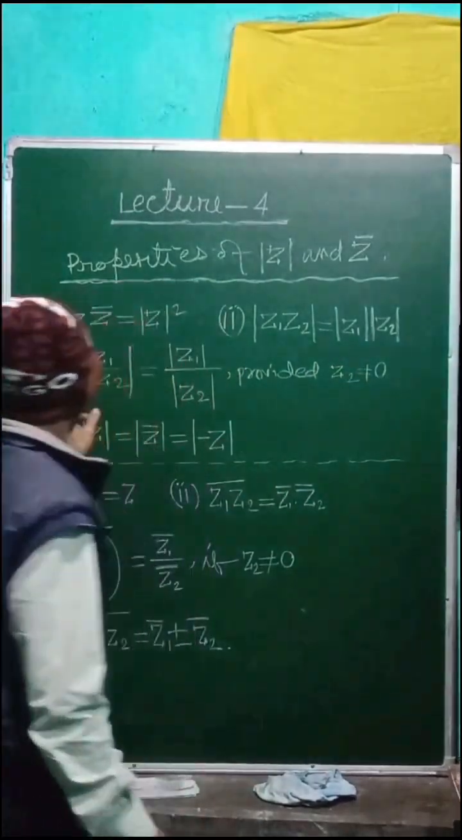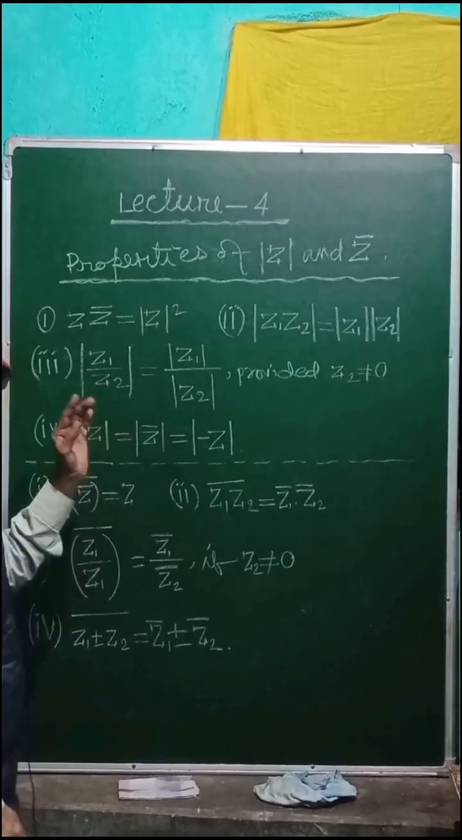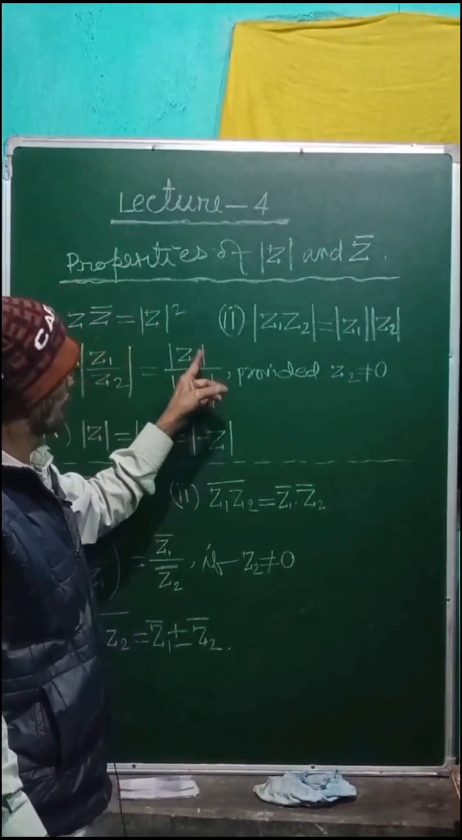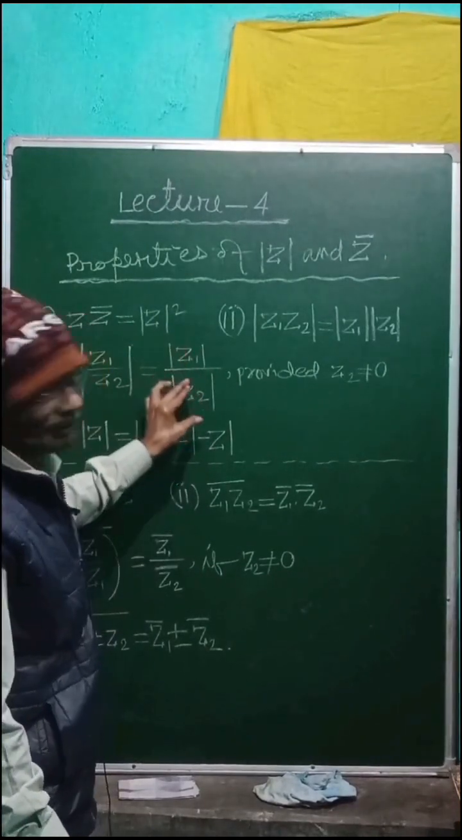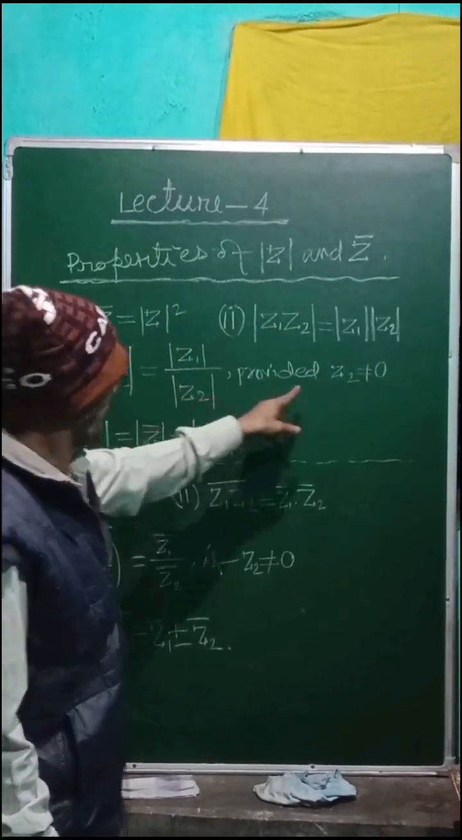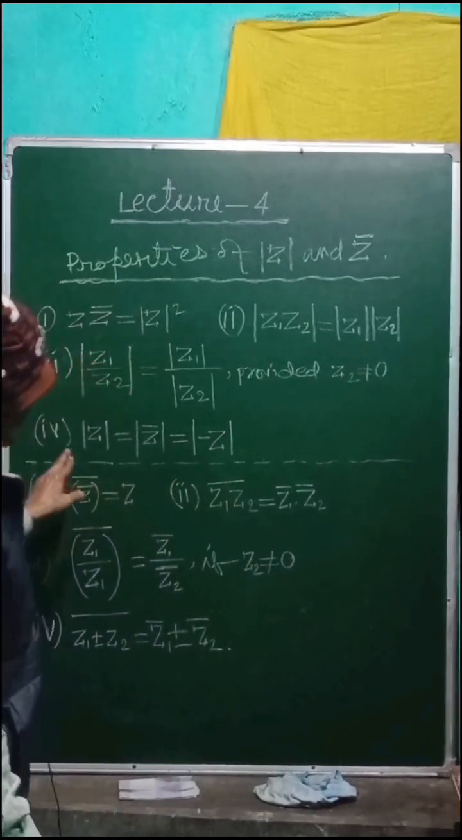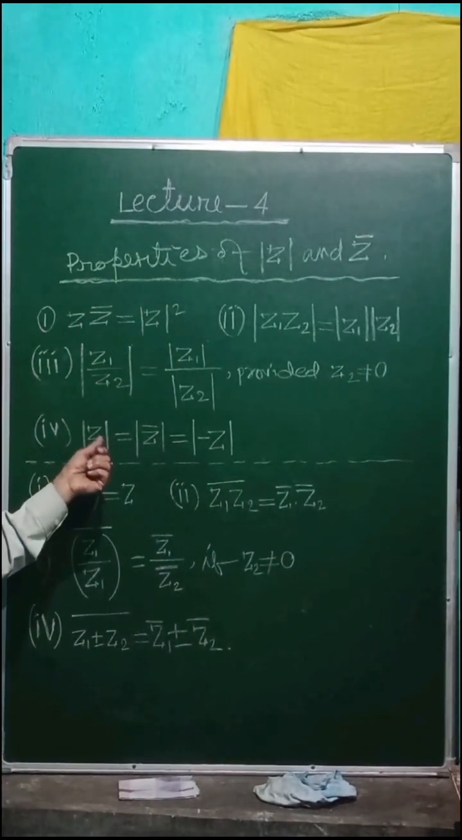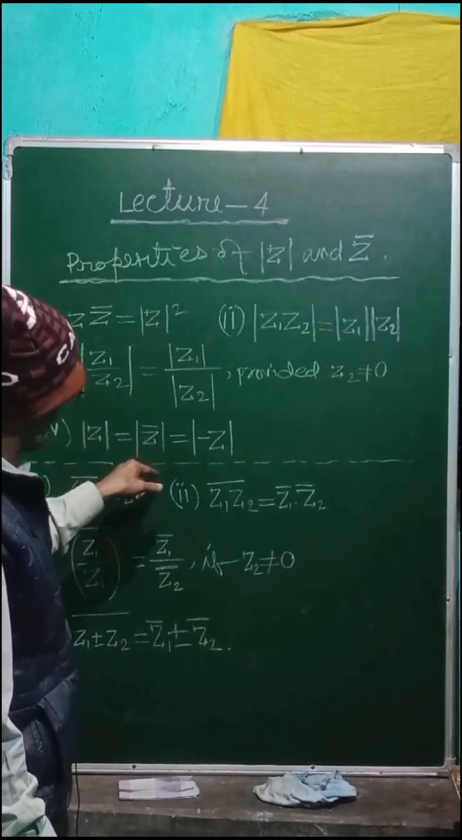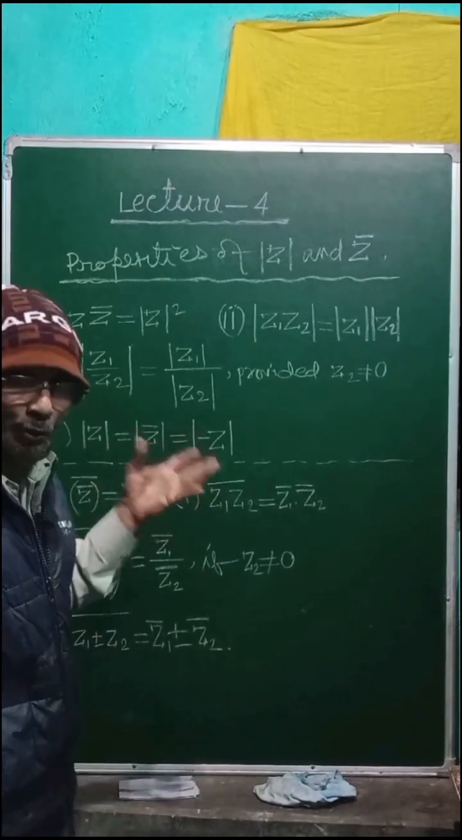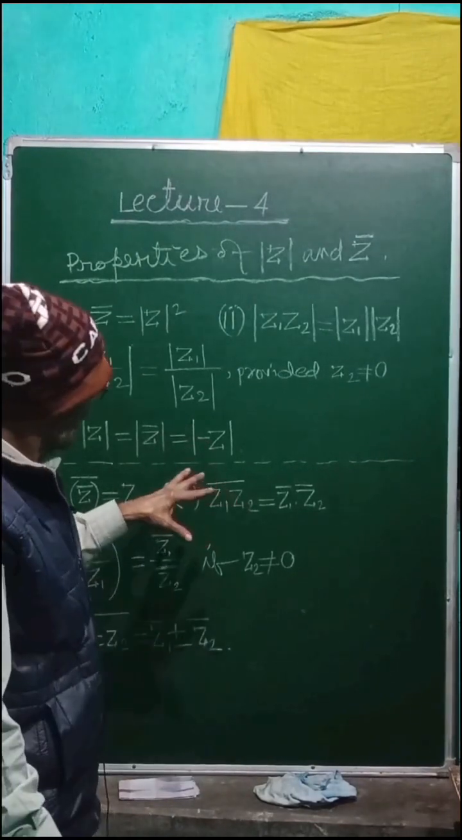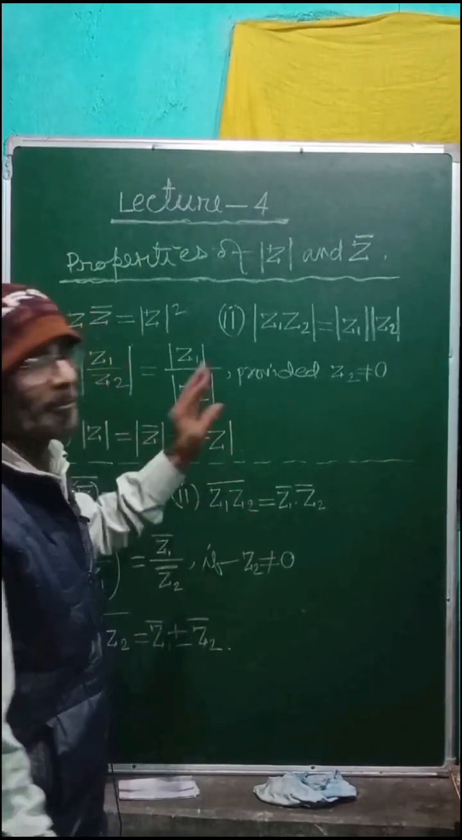Number 3, the modulus of the quotient of two numbers will be equal to the quotient of the individual moduli, provided z2 is not equal to 0. And number 4, another result: the modulus of a given complex number will be equal to the modulus of the conjugate of this number, again equal to the modulus of the negative of this number.